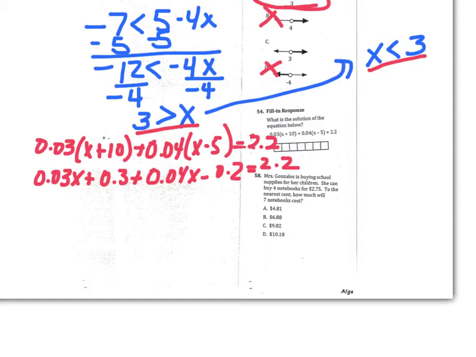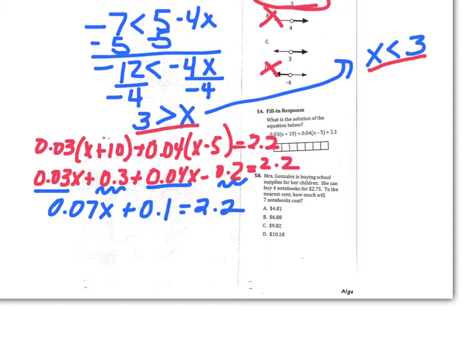Now my next step is going to be to combine like terms. And so here's my two things with x in them on the left-hand side. So I have 0.03 plus 0.04, that's 0.07x. And then my other like terms are these decimals, these constants. So I have 0.3 minus 0.2, so that's going to give me 0.1 equals 2.2.